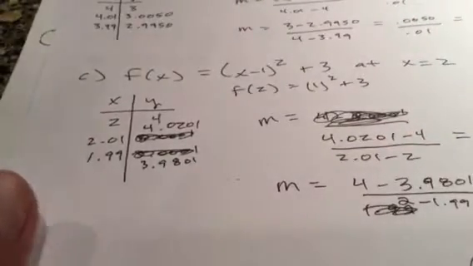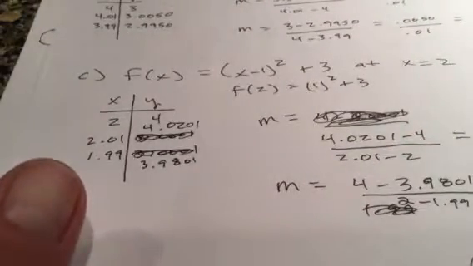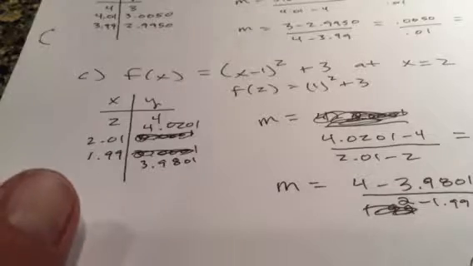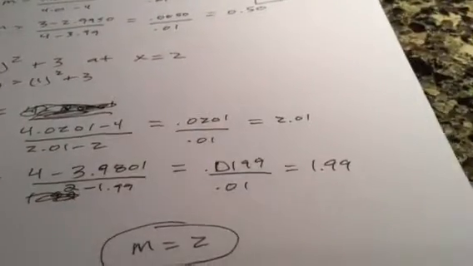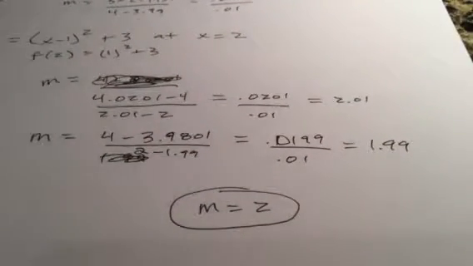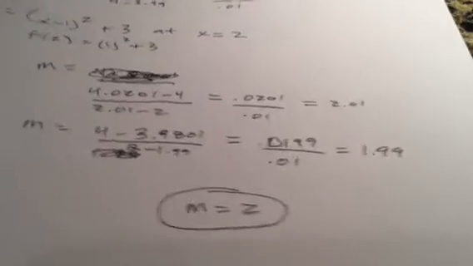f of 2 is what? 4? So I do 2.01, 1.99. I think I subtracted 2 instead of 1 and then squared it. Anyway, there's your two slopes. So that means your slope is going to be 2. Again, check these answers, and if they don't make sense, ask on Monday why we got them, please.